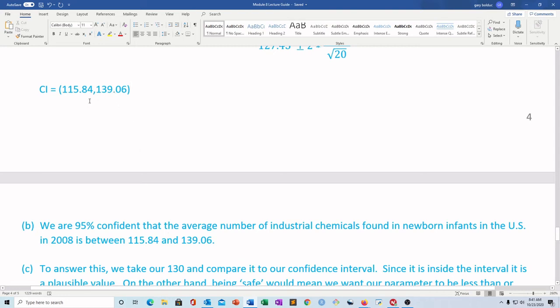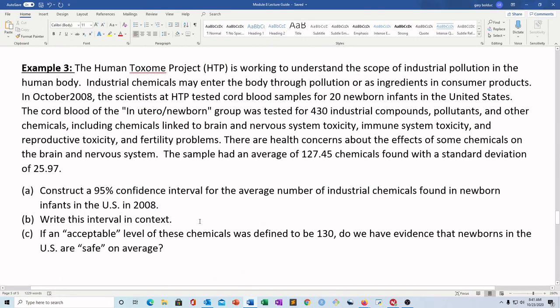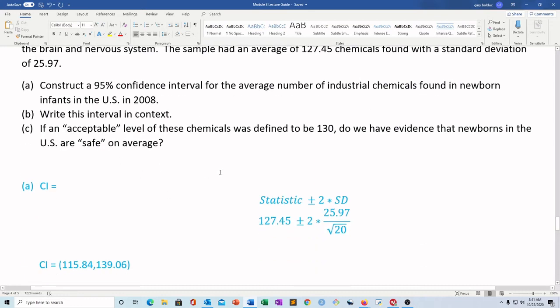So we're 95% confident that the true average number of chemicals from this big list of bad chemicals that we find in newborn infants in the U.S. back in 2008 is somewhere in this range. Somewhere in here. 95% confident we're somewhere in here. Okay. So C says, if an acceptable level of these chemicals was defined to be 130, do we have evidence that newborns in the U.S. are safe on average?